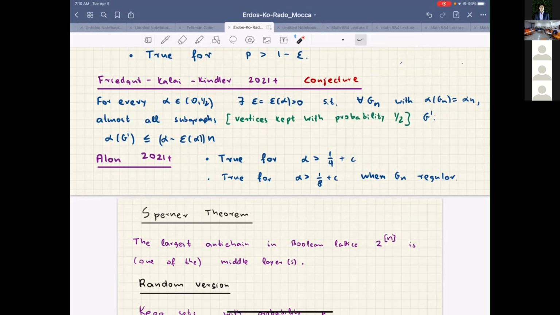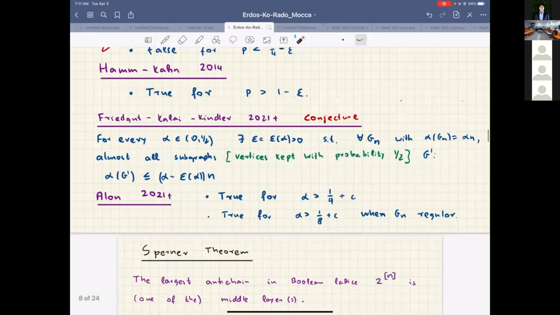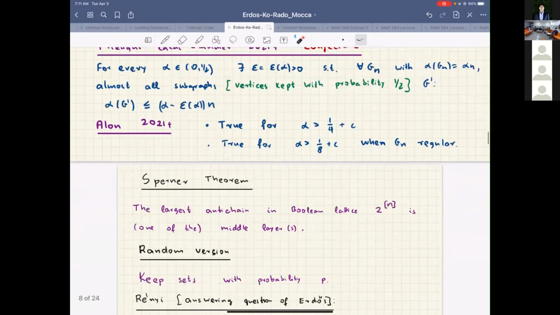The strictly less is that here this constant is strictly less, and somewhat surprisingly this is open. What Noga Alon proved is that if alpha is separated from 1/4, then the statement is true, or if the graph is regular, then if alpha is larger than 1/8. That's a really nice related problem. Any question, comment?